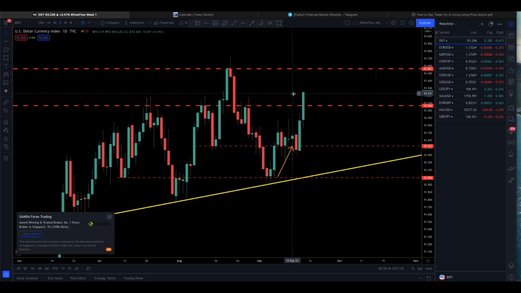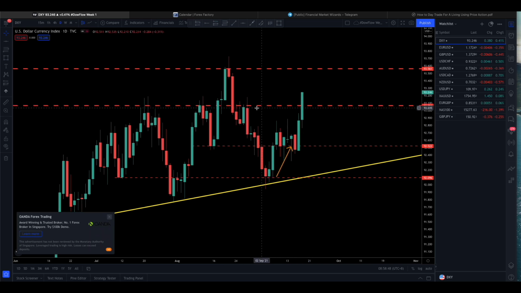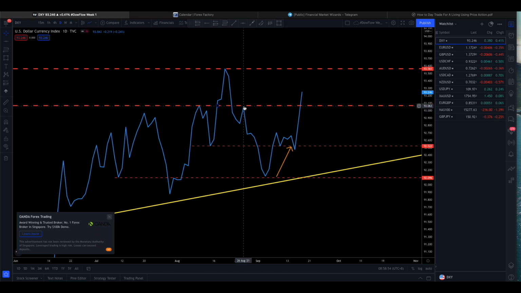Now the only issue is that price is pretty high, and you can see that this level right here is important. If you cannot spot this level, just switch over to the line chart and you can see why this level is important. This was the left shoulder, the head, and the right shoulder.